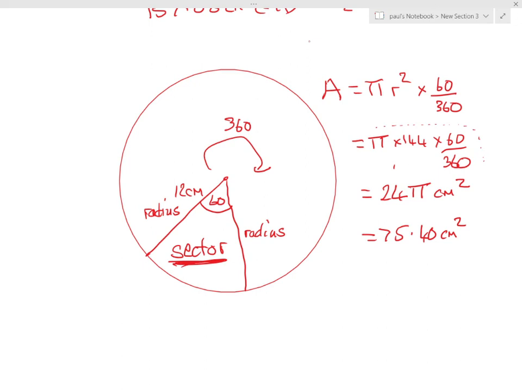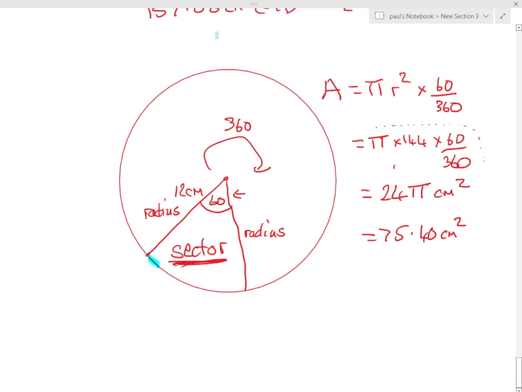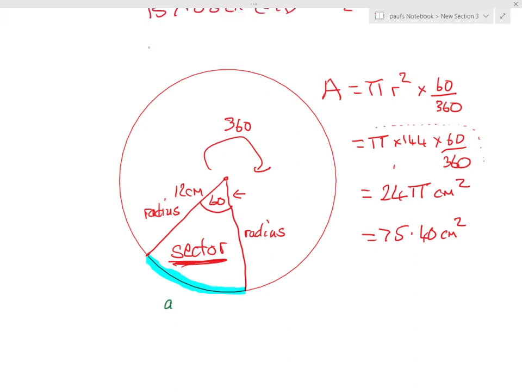The area of the sector is determined by the angle that the sector makes with the center, because then that number 60 will change. All the rest, pi r squared times something over 360, it's just the something is this number here. Now, another little bit that we've got added onto this is this bit here. We know that all the way around a circle is called a perimeter. This is called an arc.